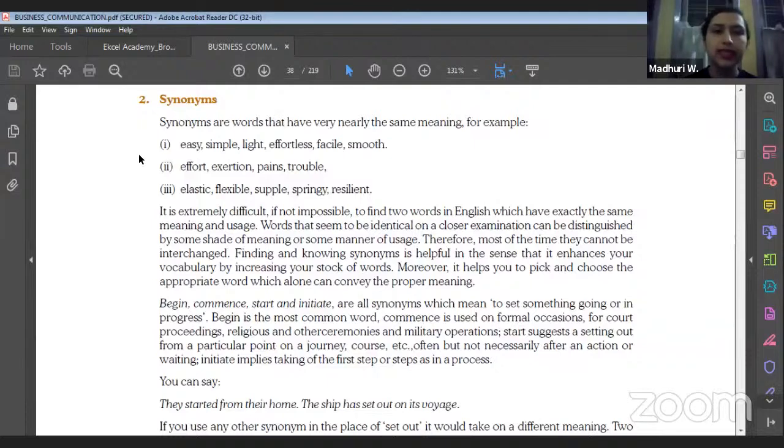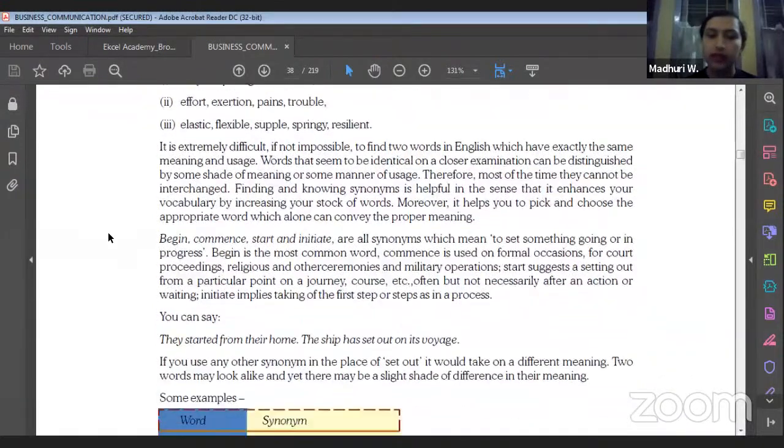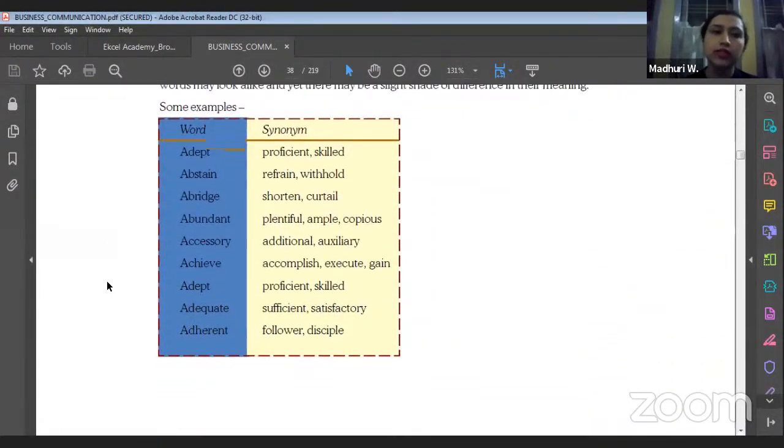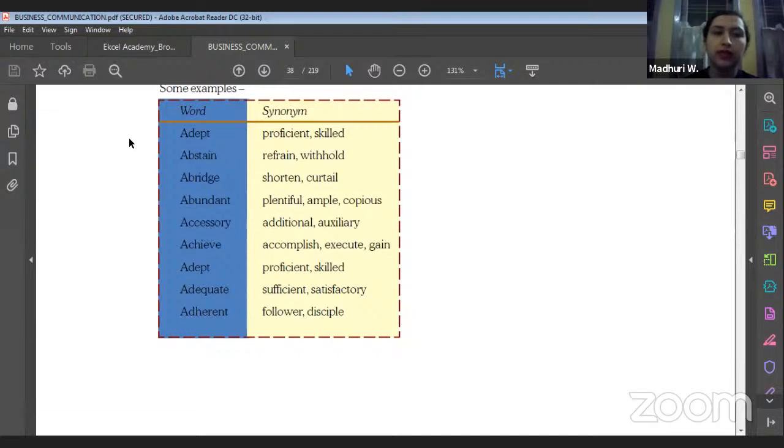For example, easy, simple, light, effortless, facile, and smooth. Or effort, exertion, pains, trouble. The third category is elastic, flexible, supple, springy, resilient, right? They are all synonyms. So let's take a look at some of the most common ones. For example, adept means proficient or somebody who's skilled at something. Abstain is to refrain, to withhold. Abridge is to shorten or curtail. Abundant is plentiful, ample, copious. Accessory is additional, auxiliary.